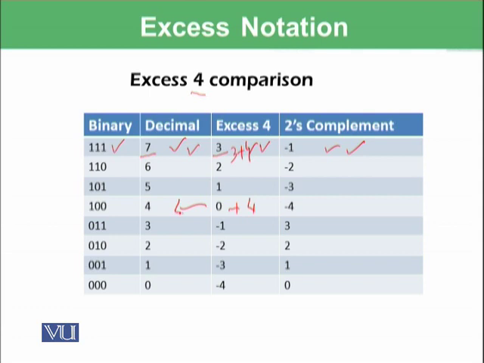Or in other words, whatever the number is in binary, you can simply subtract 4 from that number and you will get the corresponding excess 4 notation. And similarly you will get it for other excess notations like excess 8 and excess 16.